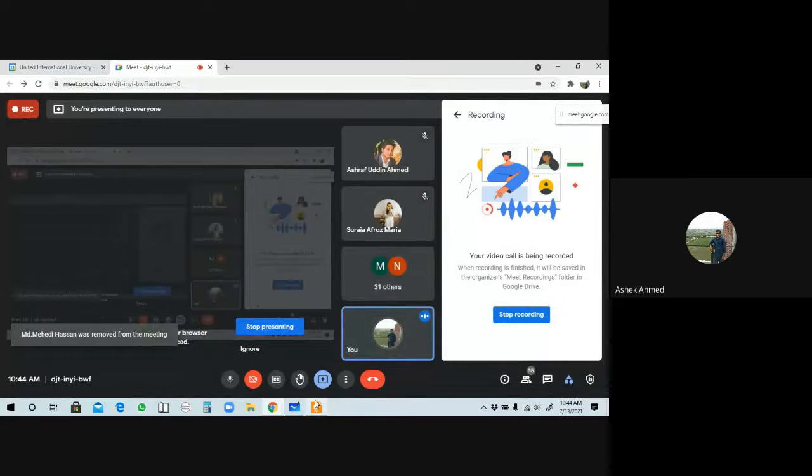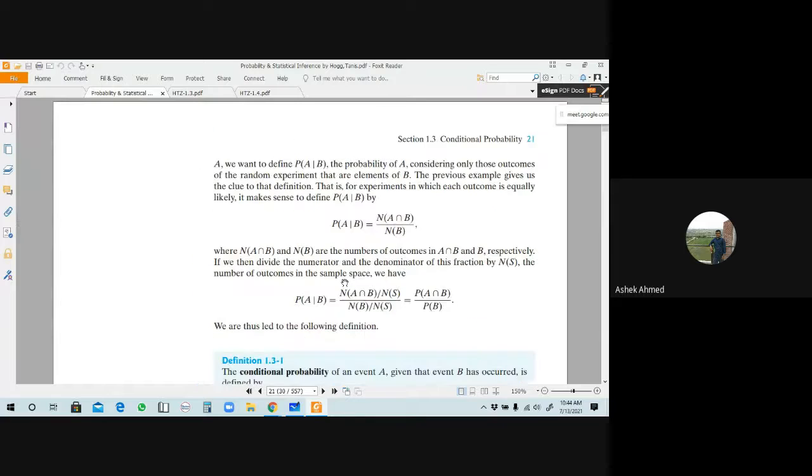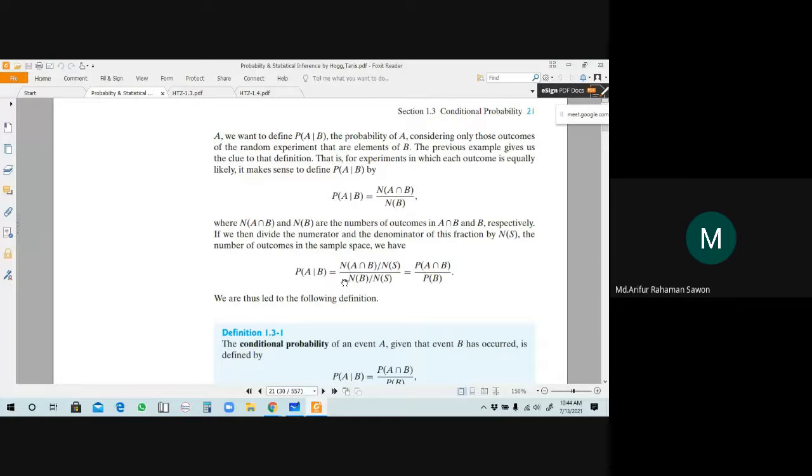Okay. Can you see my computer screen? Can you see my computer screen? Yes, sir.